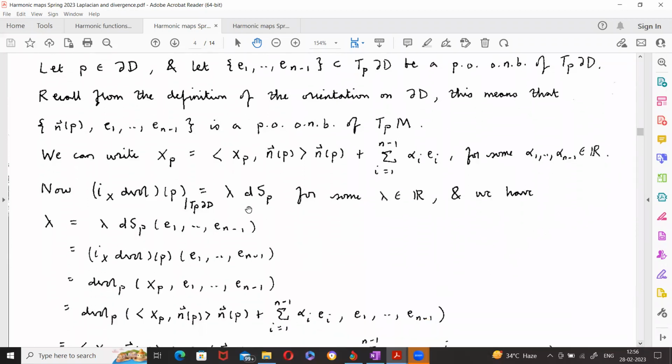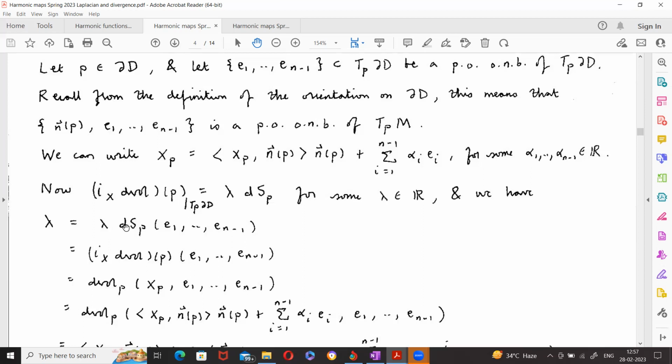So now if I look at Ix d vol restricted to the tangent space to boundary D, so that is an n minus 1 dimensional vector space. So when I restrict this n minus 1 form, it becomes an n minus 1 form on an n minus 1 dimensional vector space. Therefore, it must be a multiple lambda times the volume form of the boundary ds. Okay. So how do we compute this lambda? So lambda, as usual, I can write as lambda into ds_p of E1 to En minus 1. This last thing is 1.